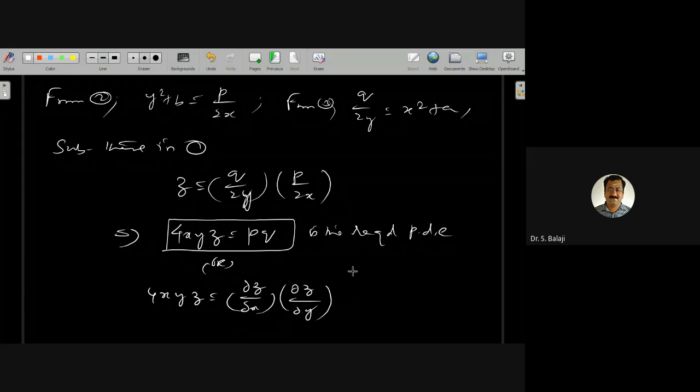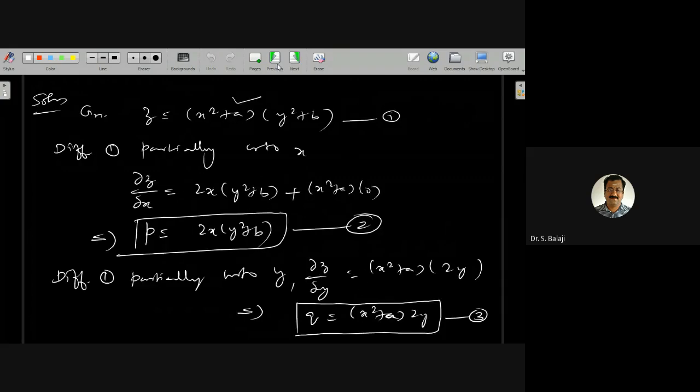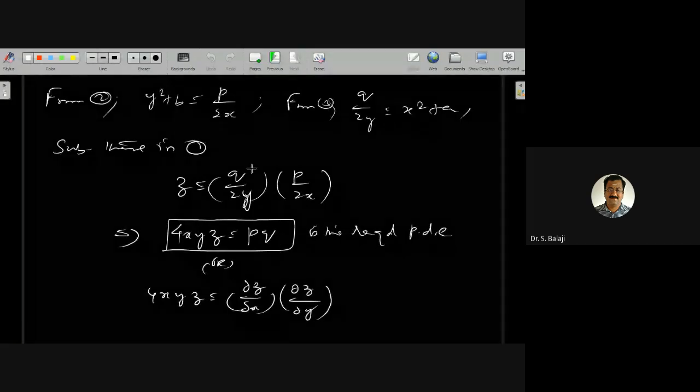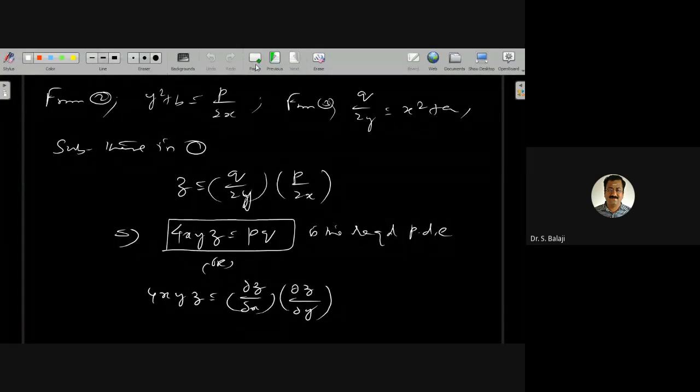The idea is very simple. Whatever relation is given, you write that, differentiate partially with respect to x and partially with respect to y, and then you have some relationships here. From that, can we eliminate this a and b? Is it possible or not? You check that here. Yes, it is possible. From that, you directly replace here and you can get some relationship.